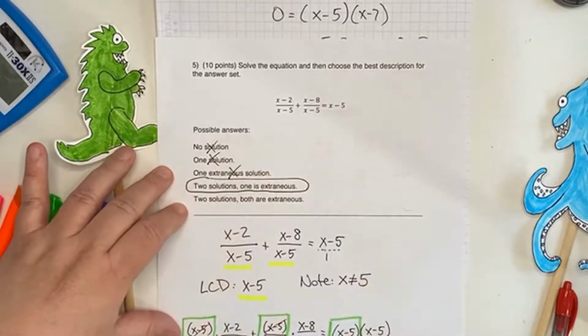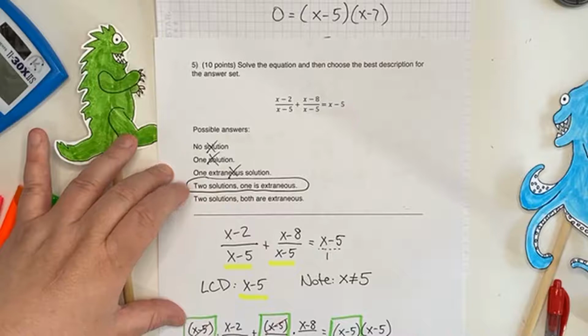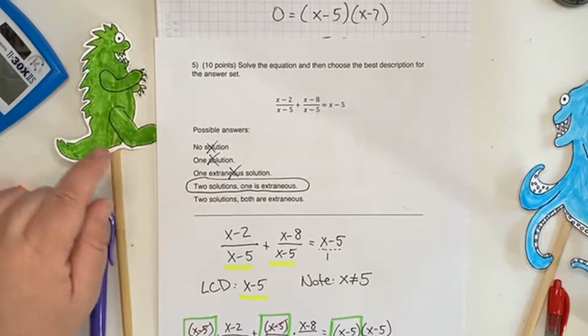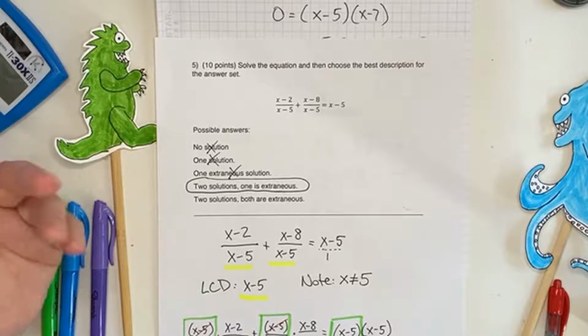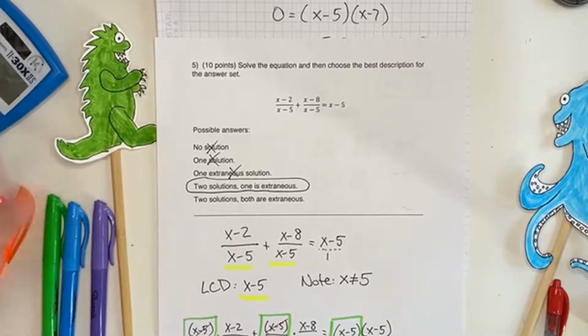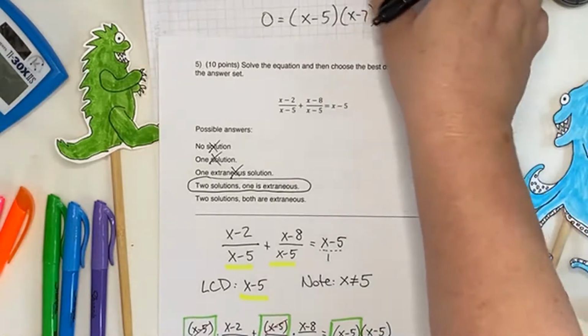Does this mean that the problem you'll get on the test has exactly this answer? No, the super fun thing is it could be that there's one extraneous. It could be that there are two extraneous. It could be nobody's extraneous, which is unlikely, but it's possible. So make sure you do all the work.